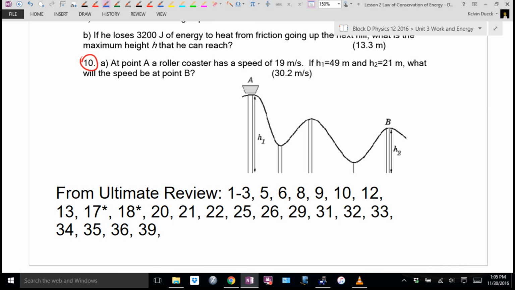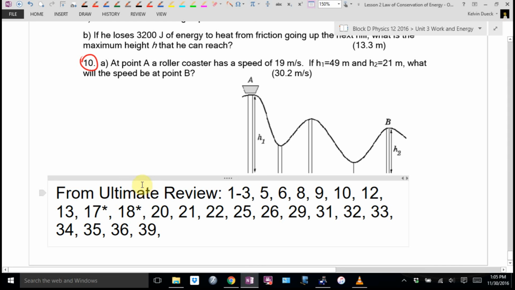If you want to get a head start on the ultimate review, you can also do those questions as well. Okay? Yep. Pardon me? Yeah. If you want to take a picture of it, that'd be a smart way to do it too.